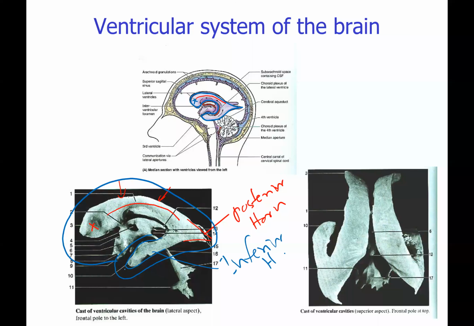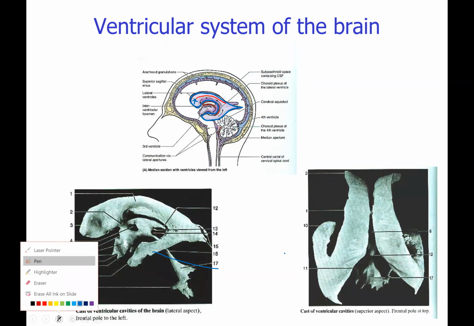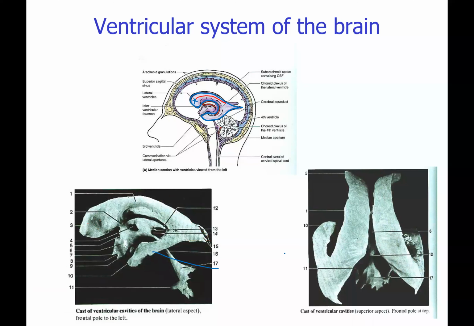So again, it's just like the caudate nucleus. If you remember the caudate nucleus, it starts from the frontal lobes and ends in the temporal lobes. So it has a very wide distribution in different planes. If I try to draw the caudate nucleus here, this is how I can draw it. So this is the head of the caudate.